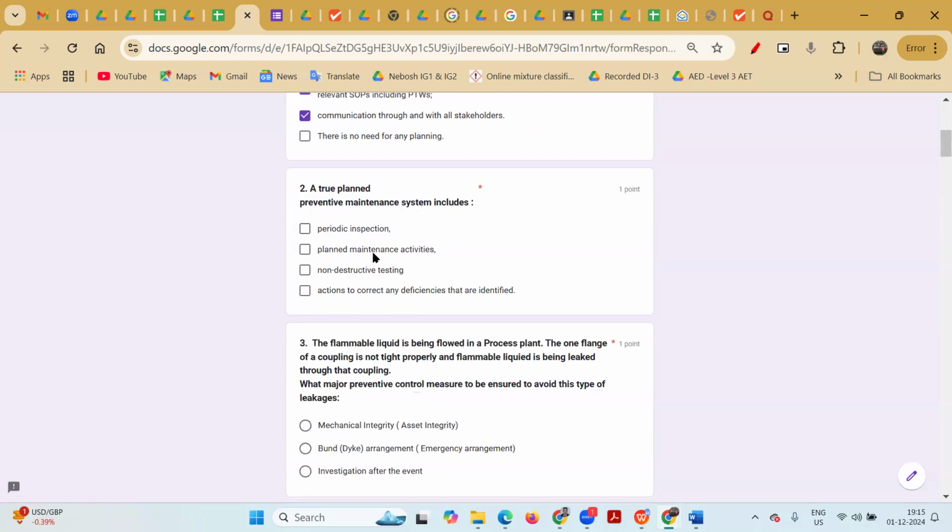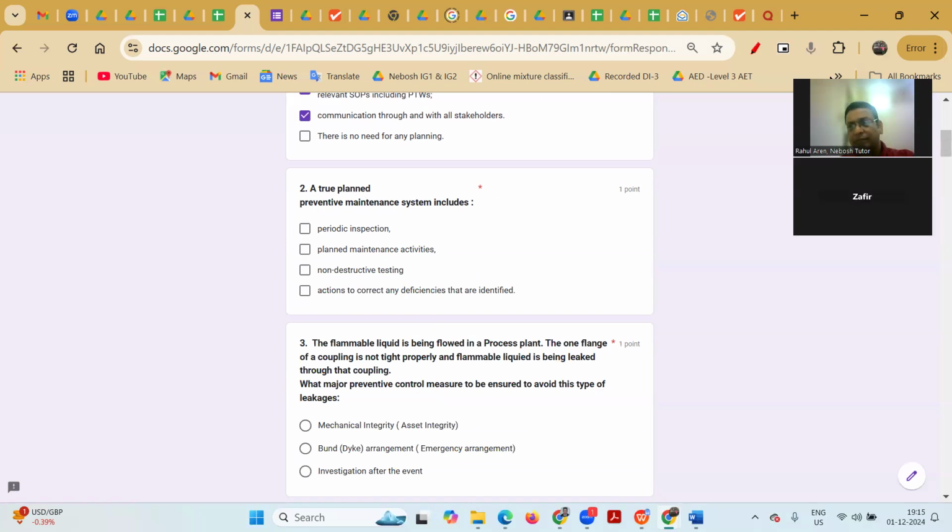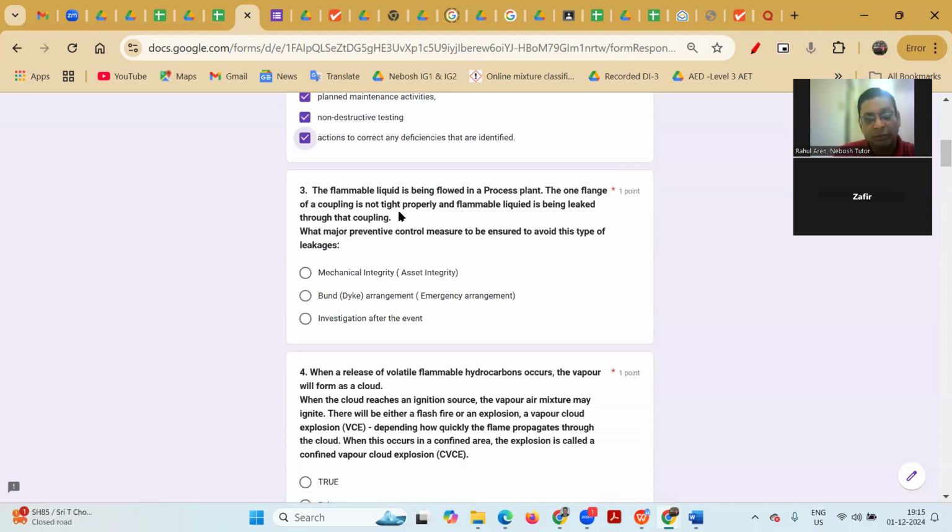A true plant preventive maintenance system includes what? Periodic inspection is required. Preventive maintenance is a proactive maintenance. Plant maintenance activities will also be considered. NDT can also be done, and actions to correct any deficiencies that are identified. So I believe that all four options will be considered in a true plant preventive maintenance system. Then we go to question number 3.